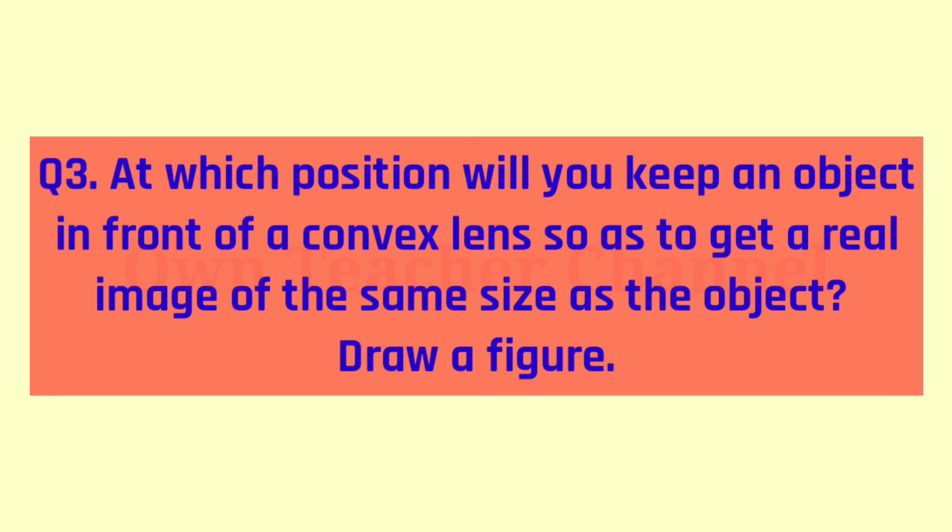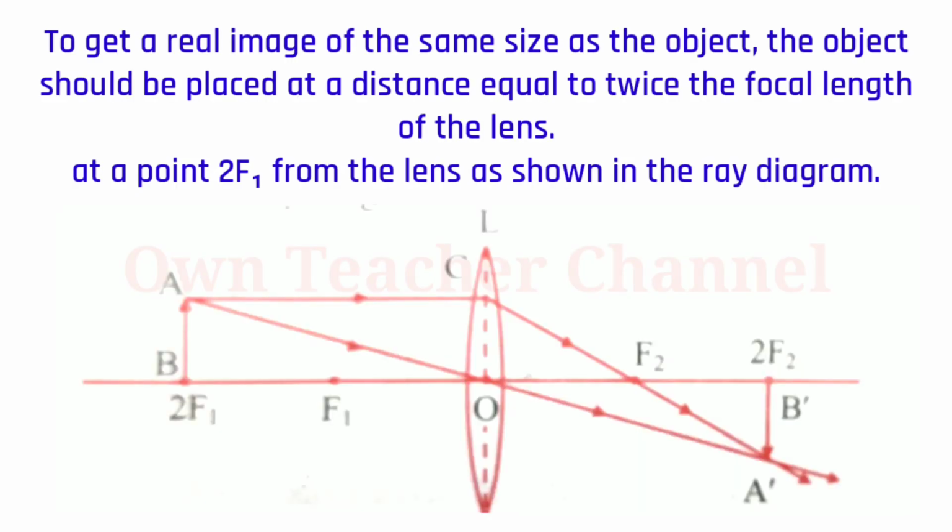Question 3. At which position will you keep an object in front of a convex lens so as to get a real image of the same size as the object? Draw a figure. To get a real image of the same size as the object, the object should be placed at a distance equal to twice the focal length of the lens, at a point 2f1 from the lens, as shown in the ray diagram.